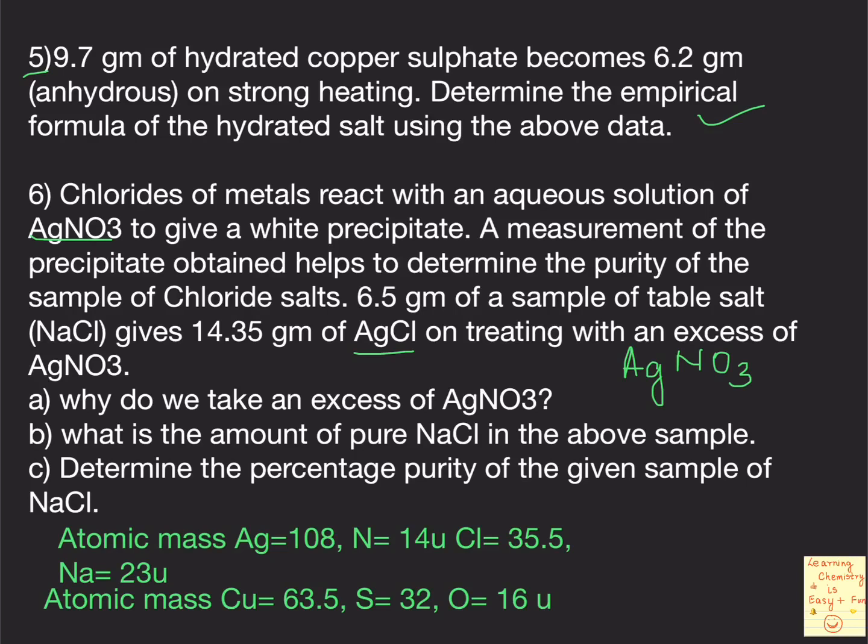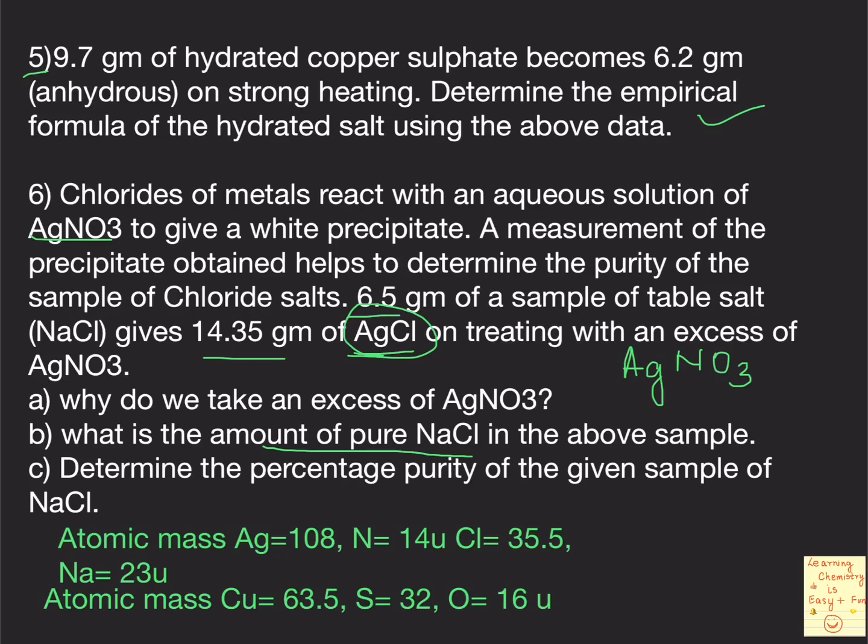Would you like to read the question yourself? Take time to read the question. Okay. What is the amount of pure NaCl in the above sample? Now, we have started with 6.5 grams of the sample, which is impure. It's giving us 14.35 grams of AgCl. Now, this AgCl is what we will weigh in order to determine the amount of pure NaCl.